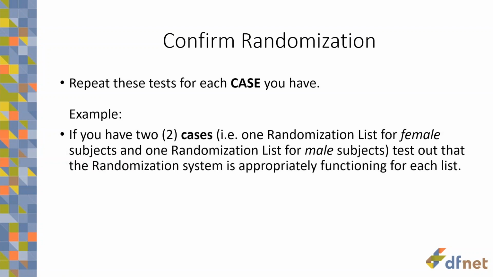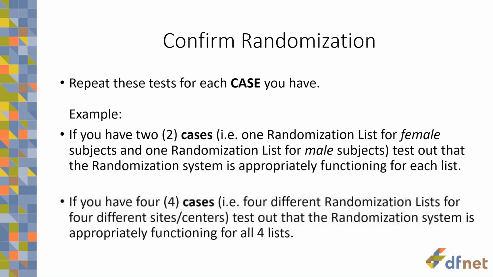So if you are doing 2 randomization lists, like one for female subjects, one for male subjects, go through all those tests for each one individually to ensure that each case is appropriately set up. If you have 4 cases, do 4 different tests for the 4 different tables.